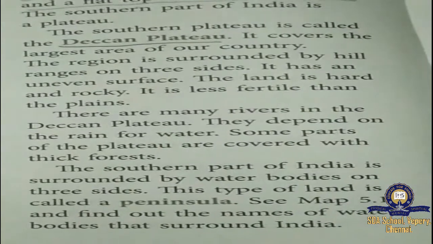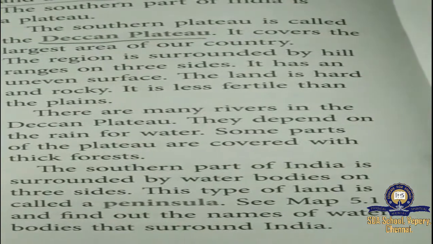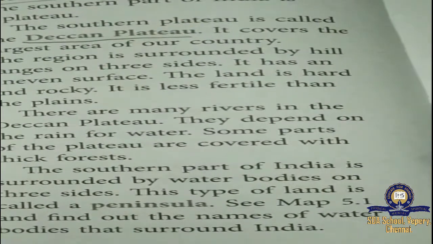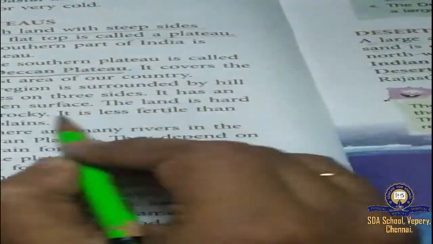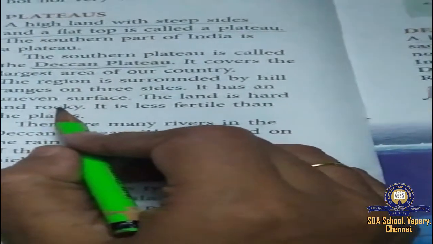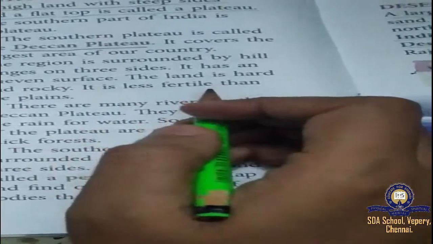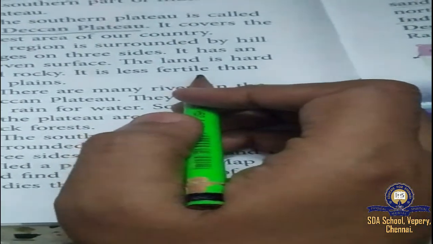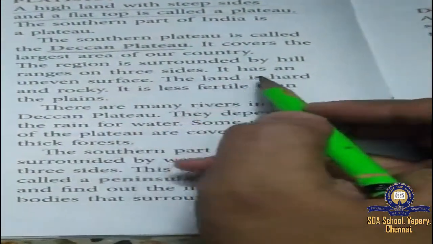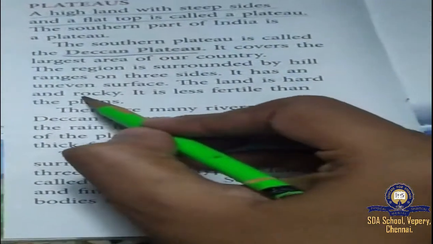The region is surrounded by hill ranges on three sides, and it has an uneven surface. Also the land is very hard and rocky, and it is much less fertile than the plains. Plains are fertile lands. Many crops grow there, but plateaus are not like that. The land is very hard and rocky. These are the two differences between plains and plateaus.